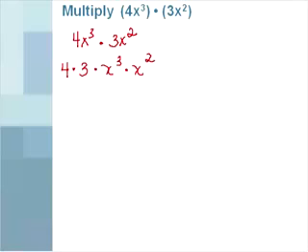I multiply the numbers to give me 12, and x cubed times x squared, if you go back to the properties that we've been working with, when you have two bases that are the same and you're multiplying them, you can combine to a single base and add the exponents. So it'll be 12x to the power of 3 plus 2, or 12x to the 5th.